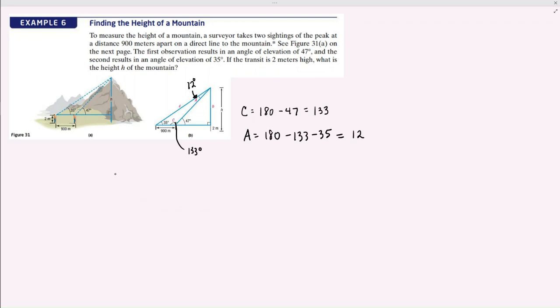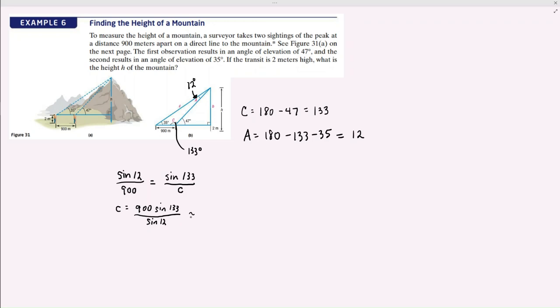Let's go ahead and use the law of sines, and now we can say that the sine of the measure for A of 12 degrees over the opposite distance, 900 meters, is equivalent to, and in this case we want to find the length C, so sine of 133 degrees over the opposite side gives us the length for C. So we have C is equal to 900 times the sine of 133 degrees divided by a sine of 12 degrees.